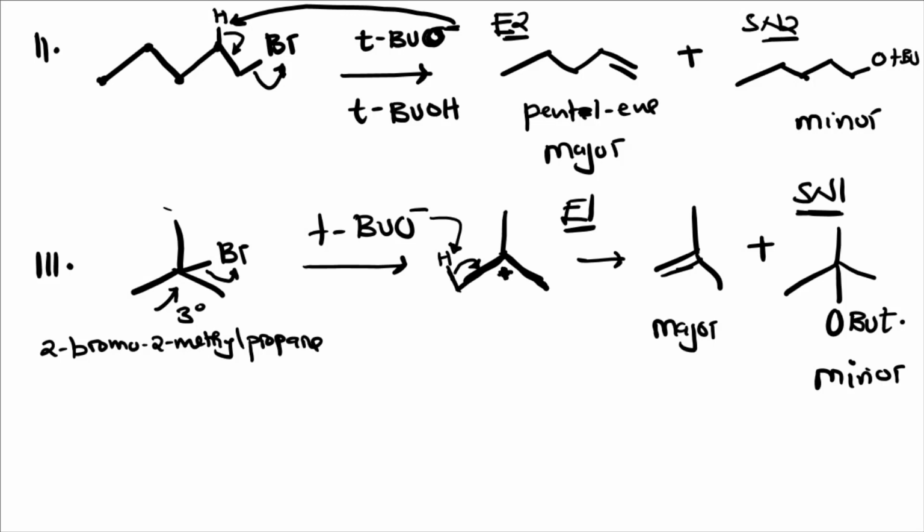But it will easily come and get this acidic hydrogen here to form a double bond. That's why the product that is forming by an E1 mechanism is a major product, and the product that is forming by an SN1 reaction is a minor product. So that is how the products for this reaction are going to occur. Let's look at the fourth question.